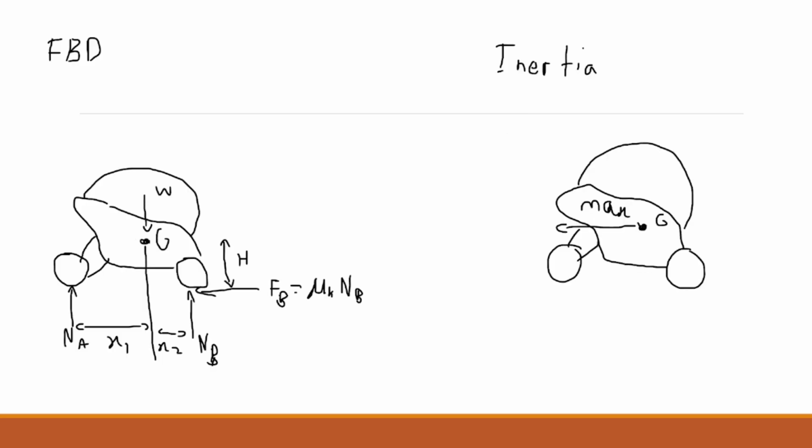Here we have the free body diagram and the inertia diagram. As you see in the free body diagram, we have the weight, the height, the friction force that is pushing the motorcycle forward, which is mu times the normal force of wheel B. And here we have the inertia diagram. It's the mass times the acceleration in the x direction, and it's going to the left side.